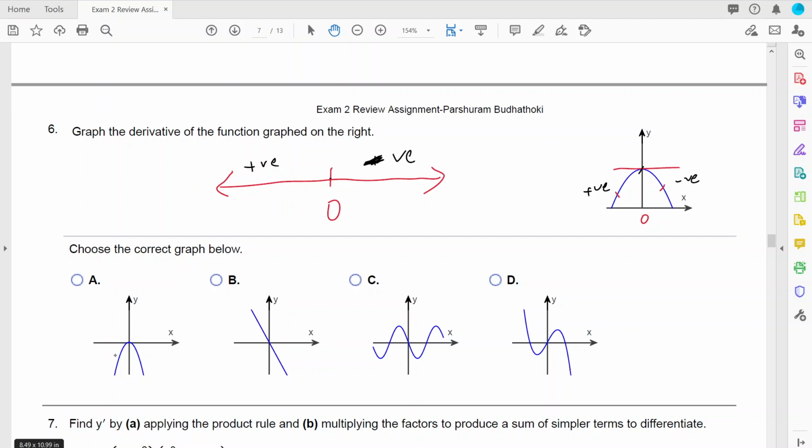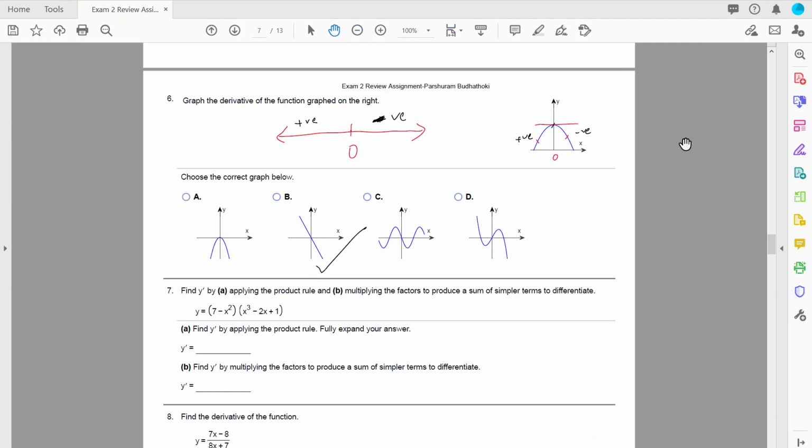This is positive on the left side of the origin, 0 at 0, and negative on the right side. So this is the possible one. And the rest, C and D, are not possible, because you can see that on the left side there are both positive and negative values, which is not possible. So the only possible answer is this one. Okay? So that's how we find the graph for the derivative of this given function. So the answer is B.